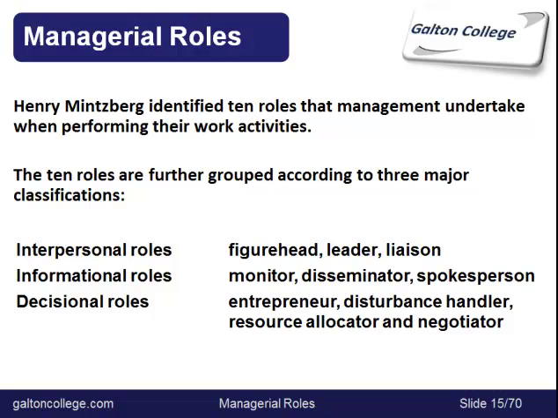Finally, we have decision roles. That's the manager who acts like an entrepreneur, disturbance handler, resource allocator, and negotiator. So here we have entrepreneur is 1, disturbance handler is 2, resource allocator is 3, and negotiator is 4. Add the 4 to the previous 6, and we've got 10, which is our 10 managerial roles.